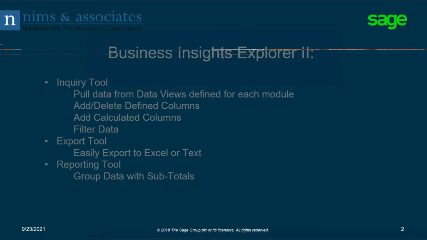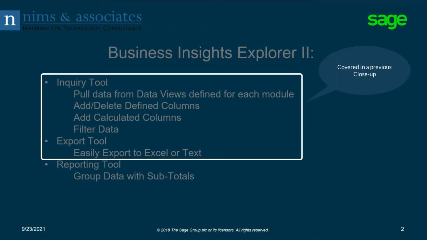Today we're going to talk about Business Insights Explorer with a little more detail than we did last time. So we talked about Business Insights Explorer as an inquiry tool where we're able to pull data from data views that are defined for each module. We talked about how to delete and define columns and how to add calculated columns and how to filter data. And we talked about how easy it is to export data to either text files or Excel from Business Insights Explorer.